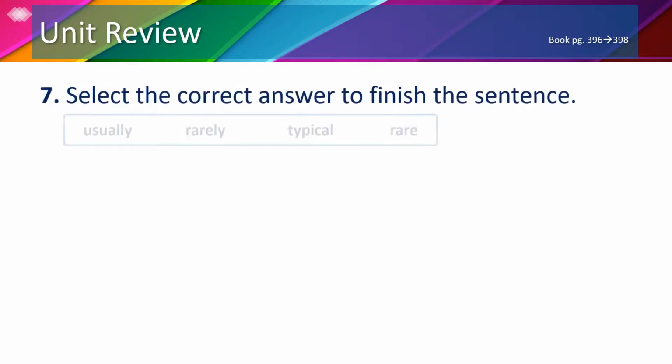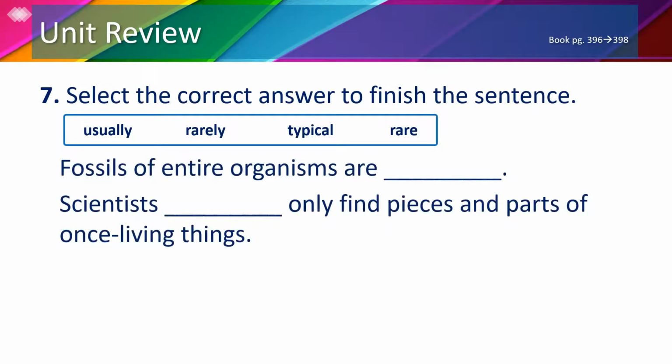In number 7, we're going to select the correct answer to finish the sentence. We have the following words: usually, rarely, typical, and rare. Fossils of entire organisms are blank. Do you think it's easy to find complete fossils of organisms? It's not. It's actually rare. Scientists blank only find pieces and parts of once living things.